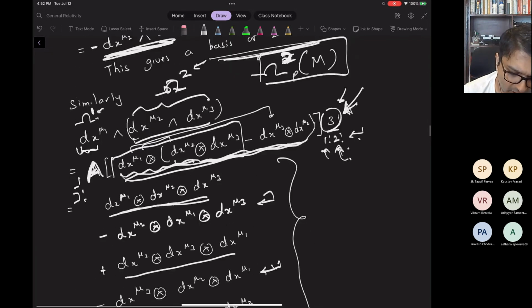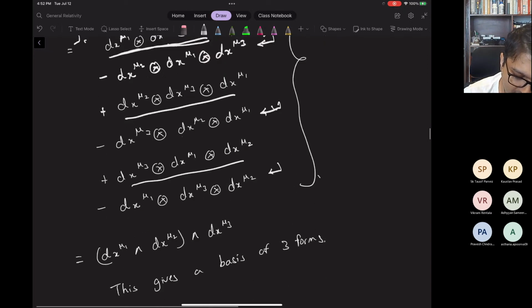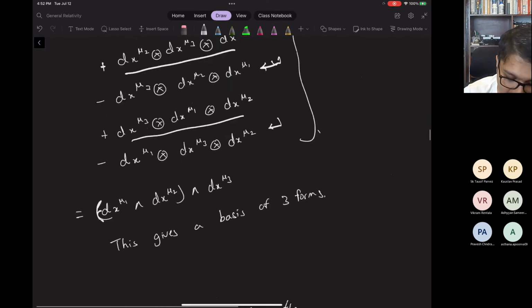Okay, and what you can see is that for dx^μ1 wedge dx^μ2 wedge dx^μ3, it wouldn't have mattered whether I first did this product or this product. Okay, so this exterior product, the wedge product I mean, not inner product. We'll define something else called the inner product later. So we are strictly talking about the wedge product here.